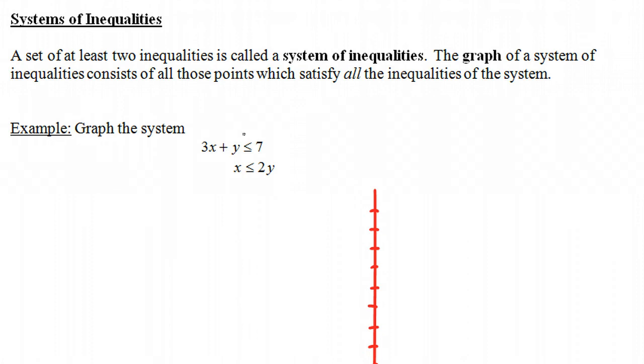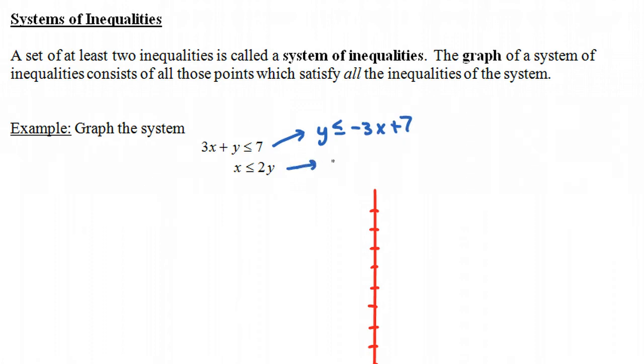Okay, so I have a system of inequalities right here. 3x plus y is less than or equal to 7, and x is less than or equal to 2y. If I want to graph this system, I'm trying to plot all the ordered pairs that make both of those inequalities true. So for the first inequality, we can rewrite it as y is less than or equal to negative 3x plus 7. I just subtracted 3x from both sides.